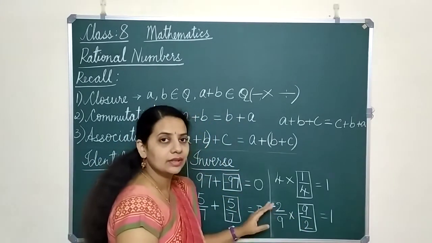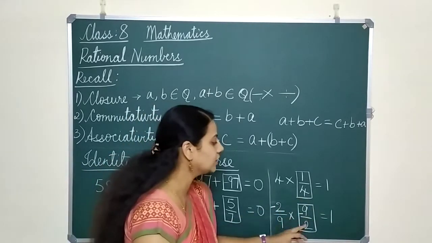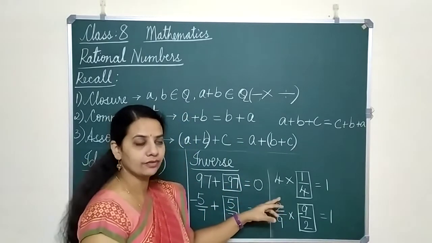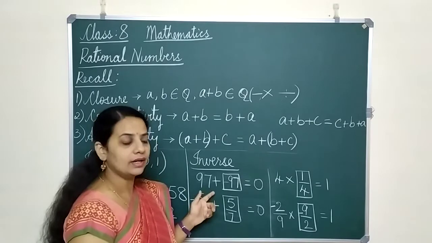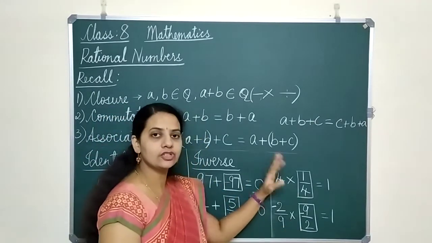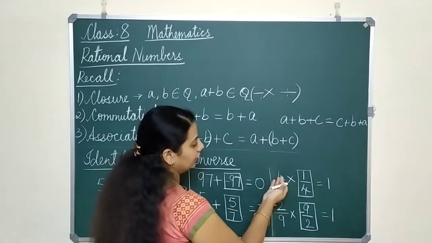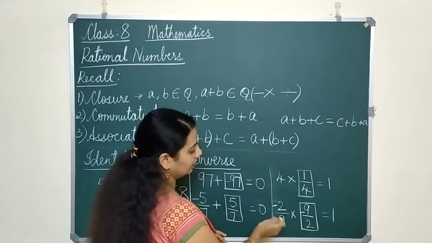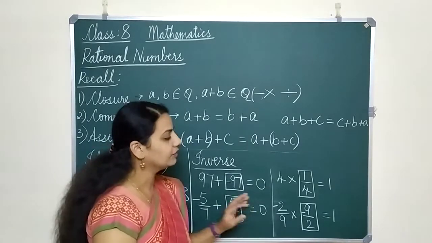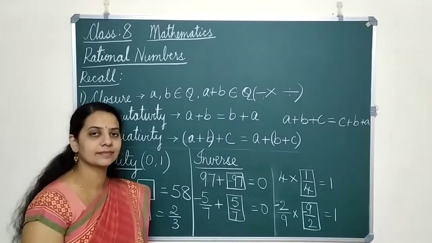So what is the multiplicative inverse of minus 2 by 9? It is minus 9 by 2. Okay, the sign you should not change in multiplication, whereas for addition, additive inverse, you have to change the signs, whereas over here you have to interchange the denominator and numerator. So the numerator became the denominator here and the denominator became the numerator here. So this is how we have to find out the multiplicative inverse and additive inverse.